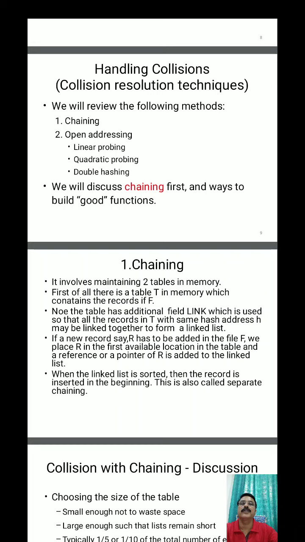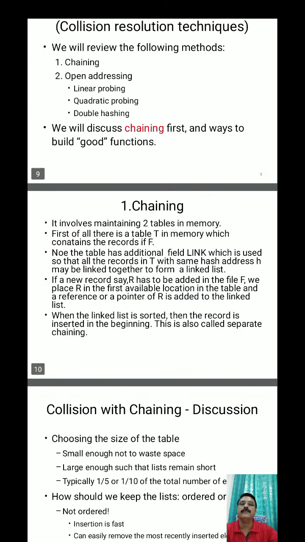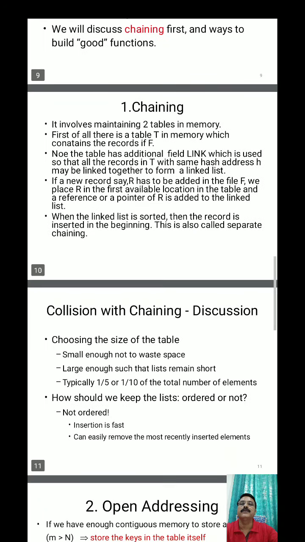So we'll discuss chaining first, and the ways to build good hash functions. Chaining involves maintaining two tables in memory. First of all, there is a table T in memory which contains the records of F. Note that the table has an additional field, link, which is used so that all the records in T with the same hash address H may be linked together to form a linked list.